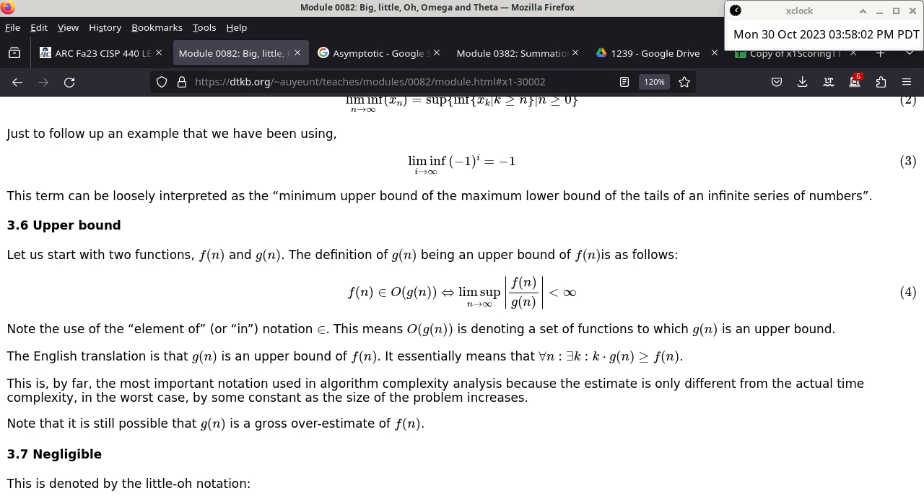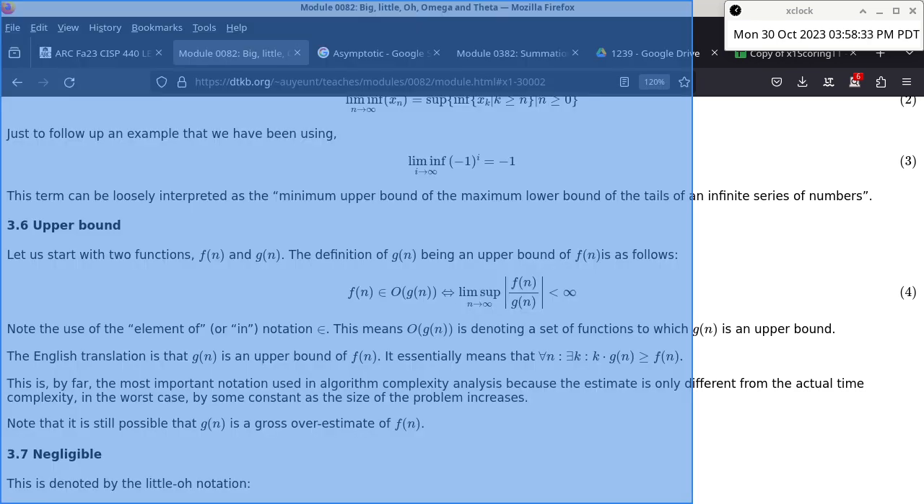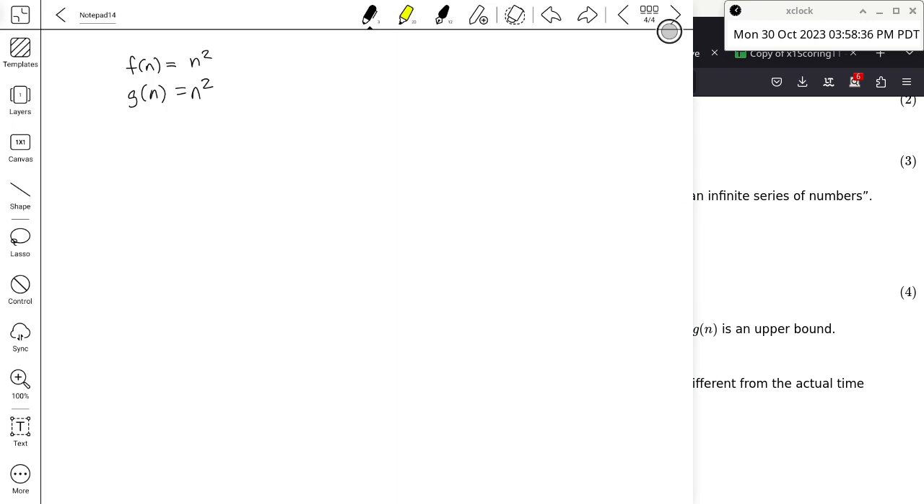So the best way to understand this is, can you give me an example? We'll go ahead and take a look at a few examples. I'm not switching yet, because I have to write down what F of N I want to use and what G of N I want to use. We'll do some simple stuff first. F of N is exactly N squared, and G of N is also exactly N squared. So this is what we're looking at here.